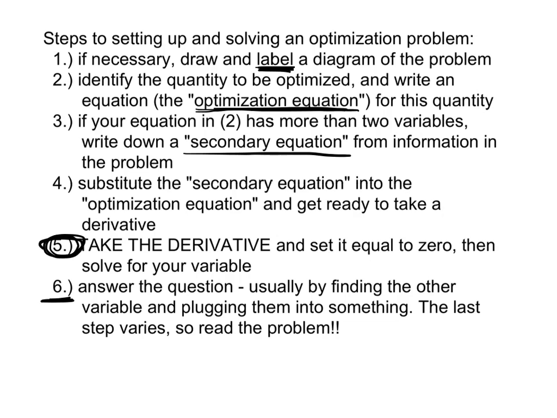And then in step 6, this is really important: answer the question. If it asked for the maximum product, then find the maximum product. If it asked you to find the minimum sum, then find the minimum sum. Make sure you answer the question that was asked. I have two examples here, so let's get into those examples now.